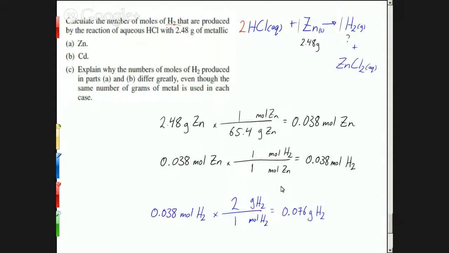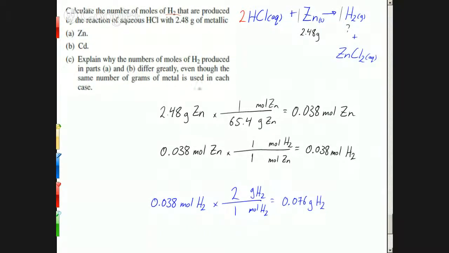Of what? I thought we only had 1 hydrogen. The ratio is 1 to 1. But depending on how much we start with, that will tell us how much we ultimately form.